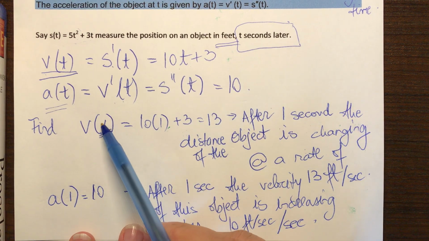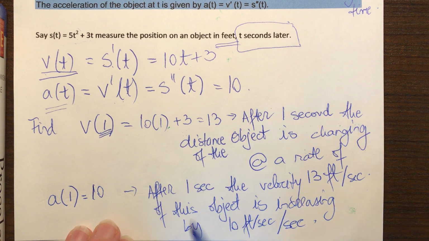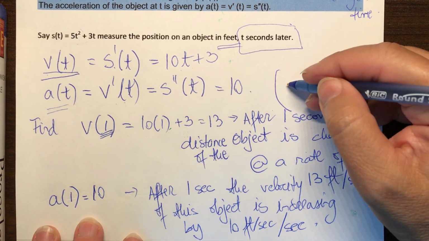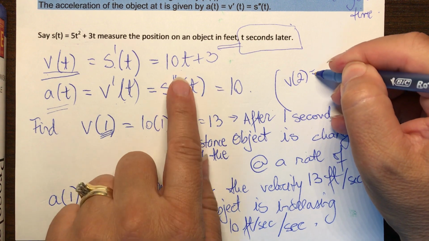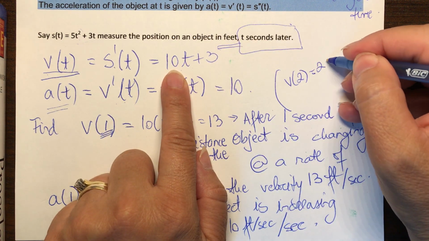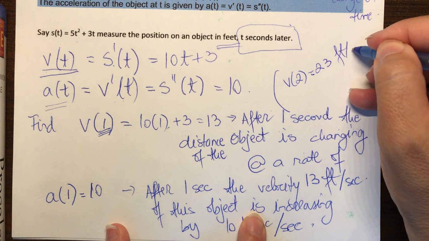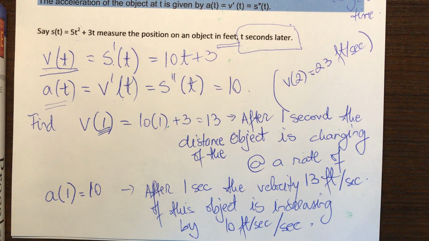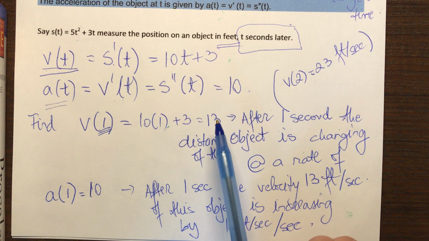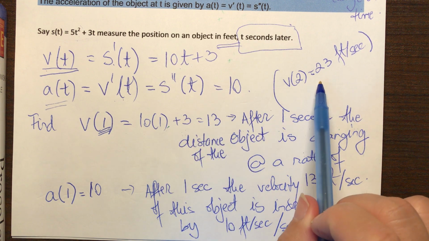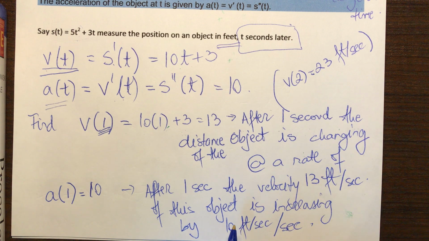So in other words, if I were to plug in a 2 here, well, let me write this down on the side. What's v of 2? Plugging in a 2, I'm going to get 23 feet per second, the velocity of this object. So as you see, at 1 second, the velocity was 13 feet per second. Another second later, that's going to increase by another 10 feet per second, right? So the speed is accelerating at a rate of 10 feet per second every second.